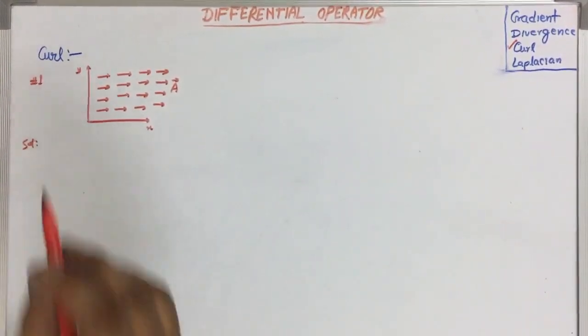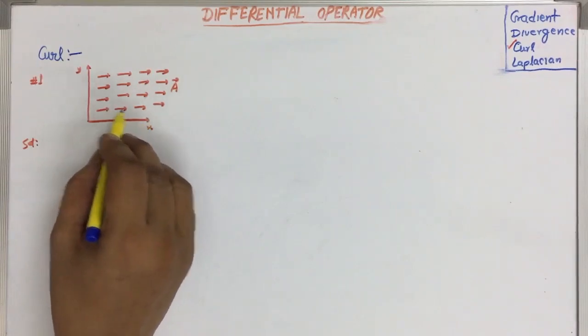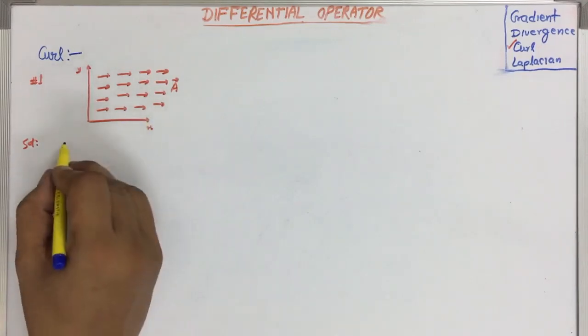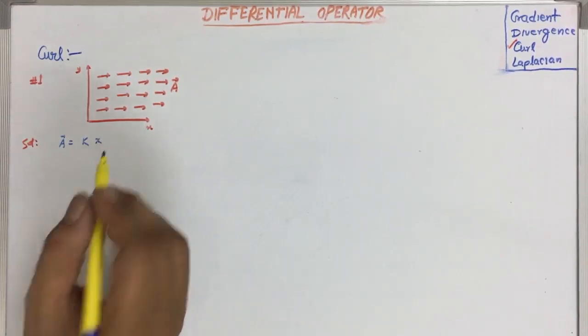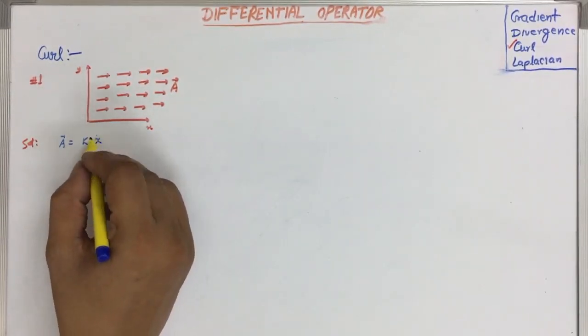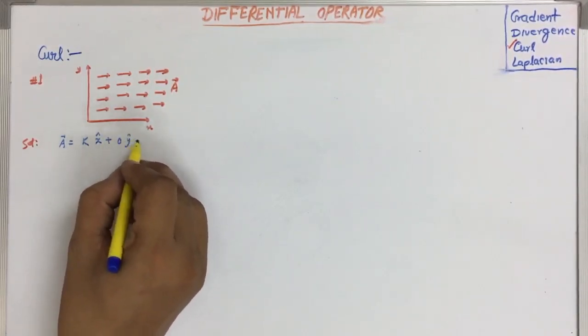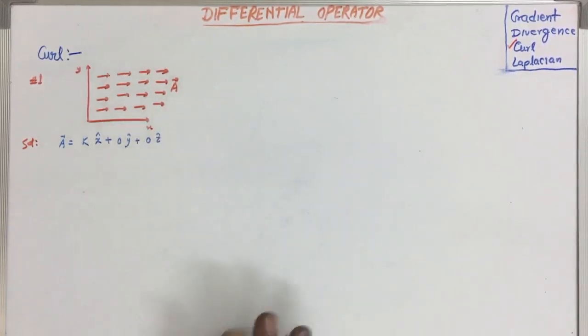Now we have to find this. From here we can say that the field remains constant. It is flowing with a constant rate in the direction of x. So A can be any constant times x, and in the remaining directions it is 0. Ax, Ay, Az, you can say. Okay, write it, no problem. Now we have to find the curl of A.